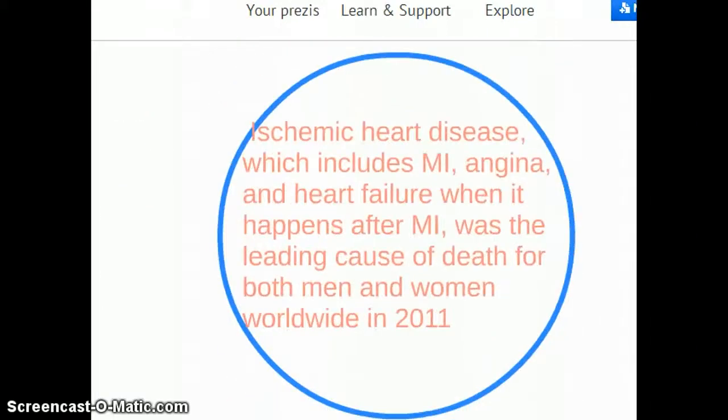Ischemic heart disease, which includes myocardial infarction, angina, and heart failure when it happens after an infarction, was the leading cause of death for both men and women worldwide in 2011.